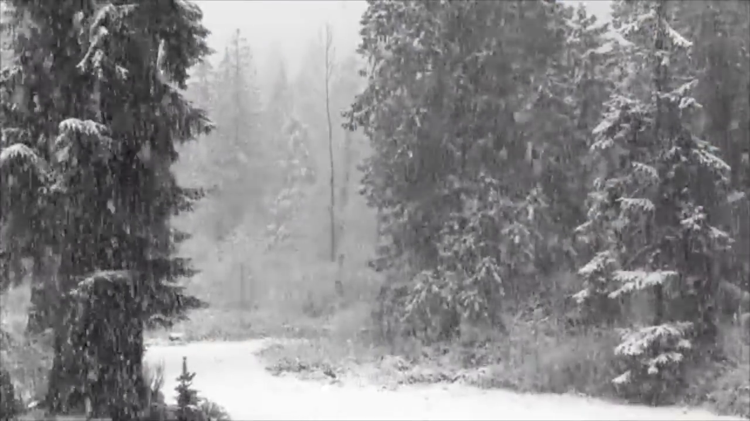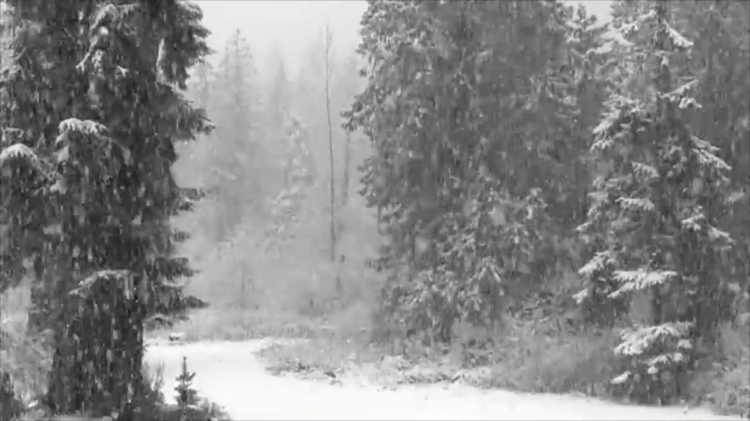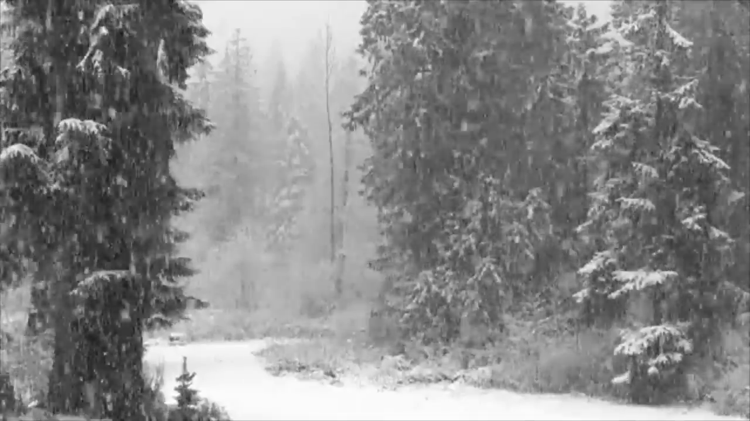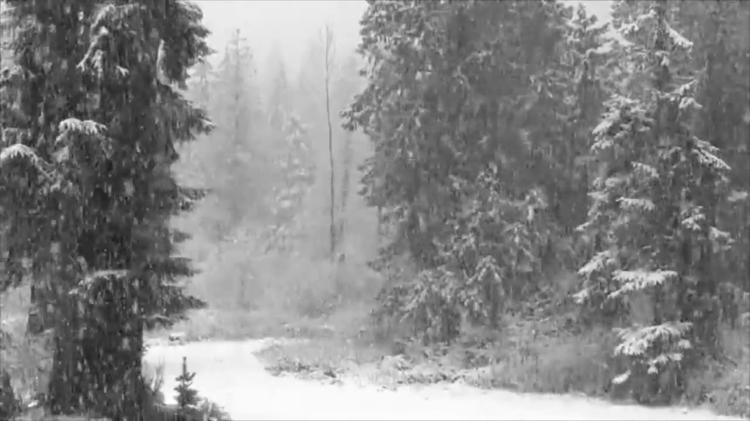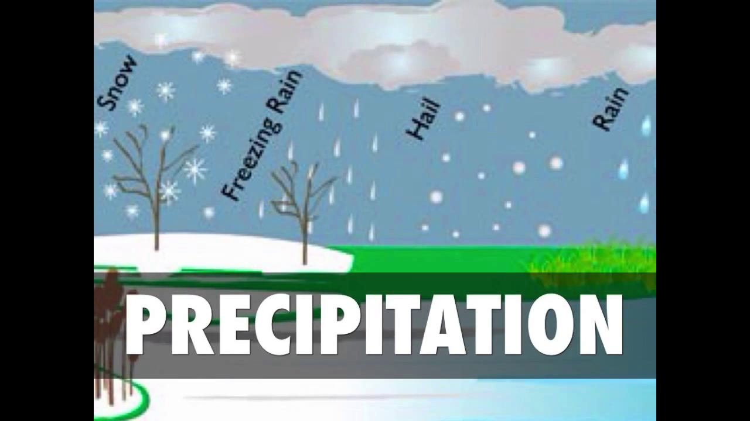The final stage of the water cycle is precipitation. During precipitation, the water that gets stored up in the cloud falls back down to earth. The water that falls can either be a solid or a liquid, and they can either be rain, snow, sleet, or hail. This picture shows you all the different kinds of precipitation, and it shows you that they come from a cloud.